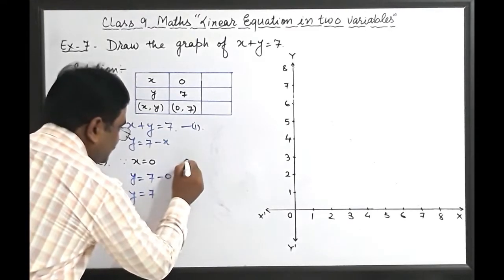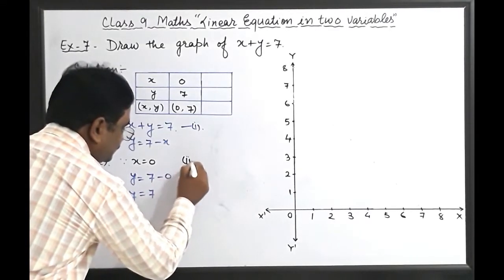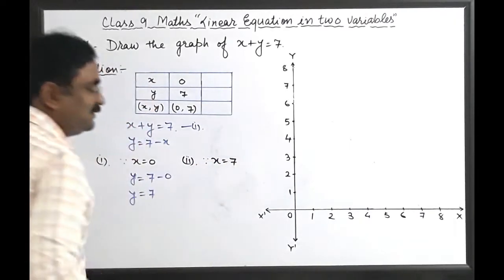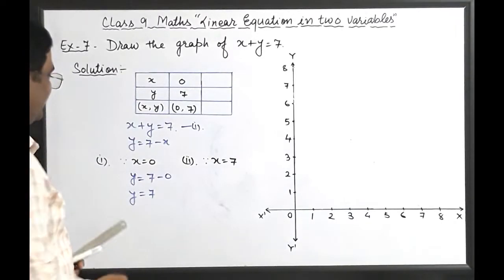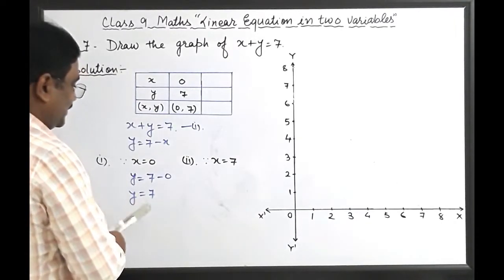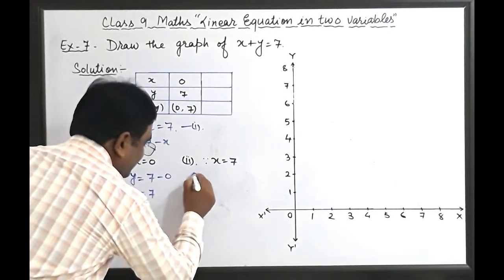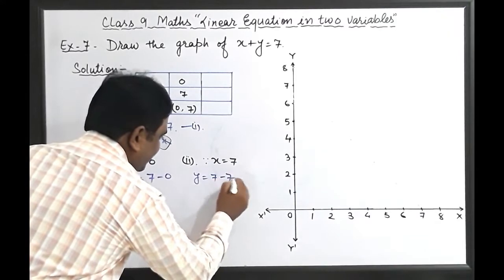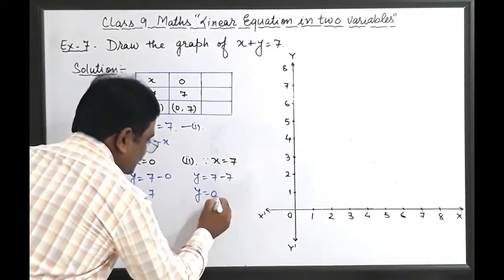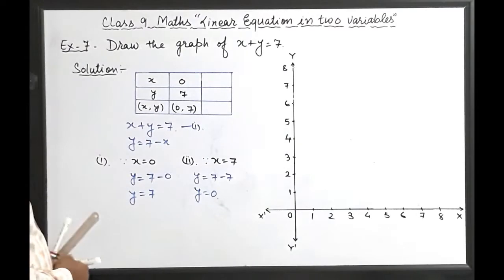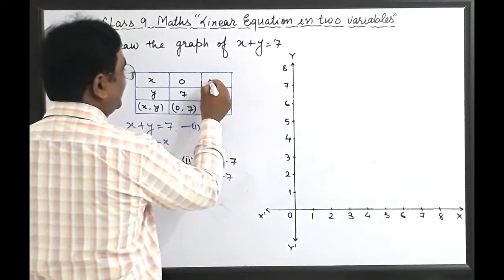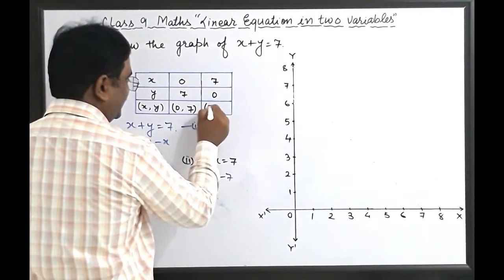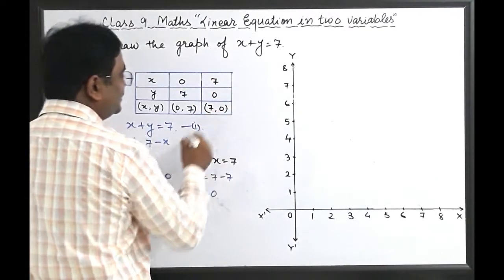So let us find the second solution of this. For the second solution, take x equals 7. If x equals 7, then see what will be the value of y. y equals 7 minus x, and x equals 7. So you will get y equals 0. So as x equals 7, y equals 0. So our coordinates are (7, 0).